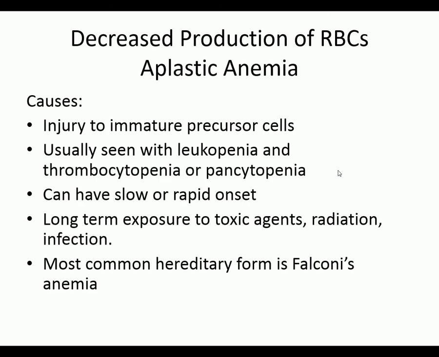Now, decreased production in red blood cells, your aplastic anemia. I've listed here the causes, like injury of immature precursor cells, leukopenia and thrombocytopenia and pancytopenia. It can have a slower or rapid onset. Long-term exposure to toxic agents, radiation, infections. The most common hereditary form is your Fanconi's anemia. Okay, deficiency in the red blood cells is due to the marrow not producing the cells.